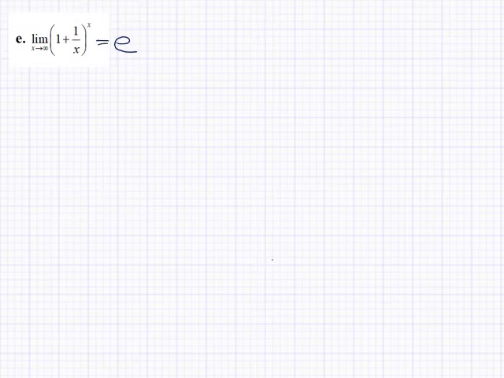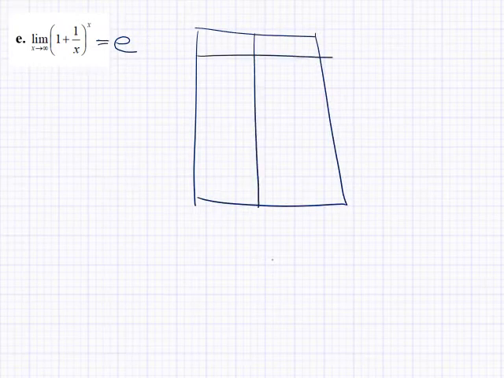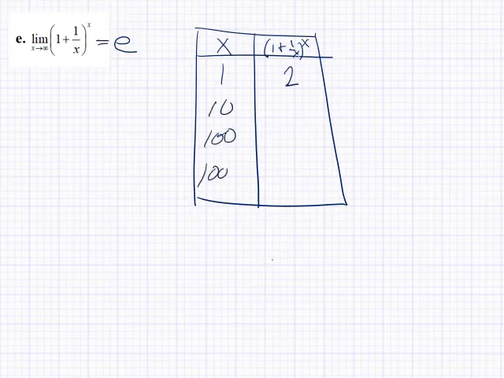If you saw this in pre-calc, what you probably would have done is a table. And you would have said, okay, here's x, here's 1 plus 1 over x to the x. Let's let x equal 1. What do we get here? Well, we're going to get 2. Let's let x equal 10. Let's let x equal 100. Let's let x equal 1,000,000, right? What do we get when we plug those x's in here? What kind of answer do we get?